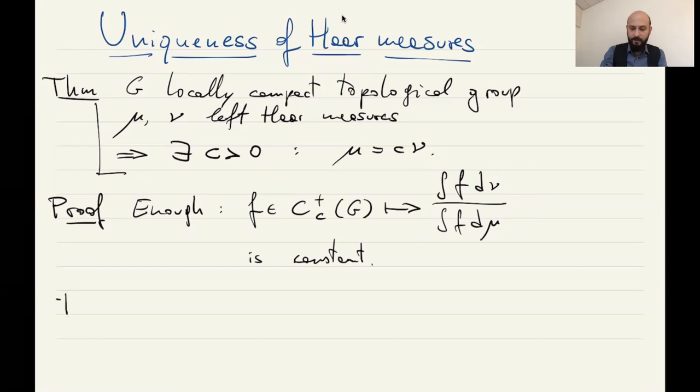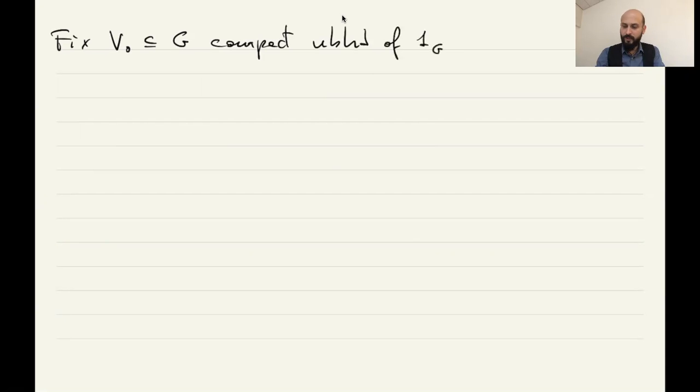So we'll take two functions f1 and f2, and we'll prove that this ratio is the same. All right. So before that, let's fix V0 in G, a compact neighborhood of the identity, which exists since G is assumed locally compact.